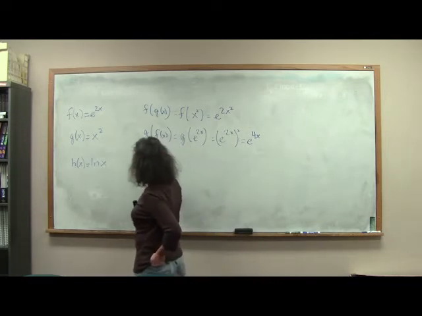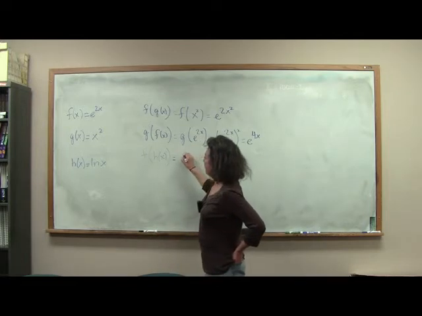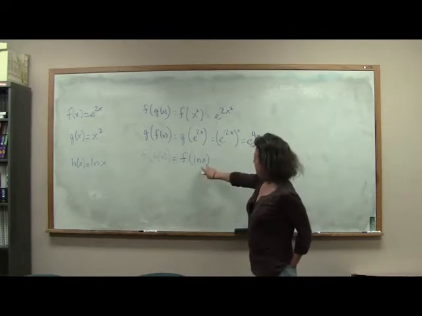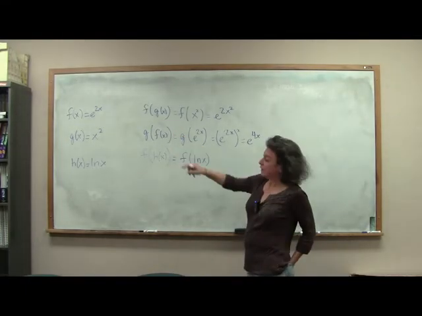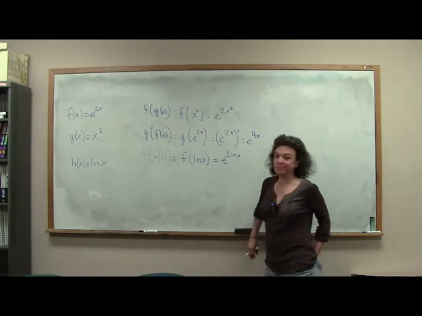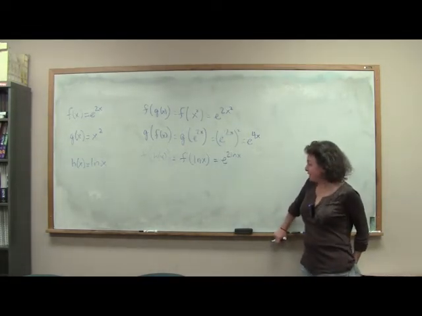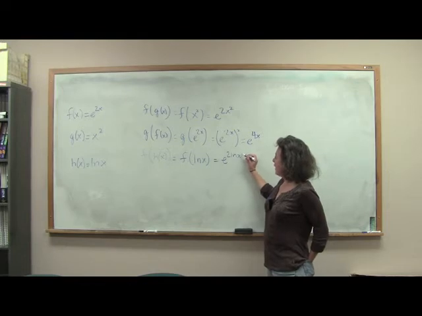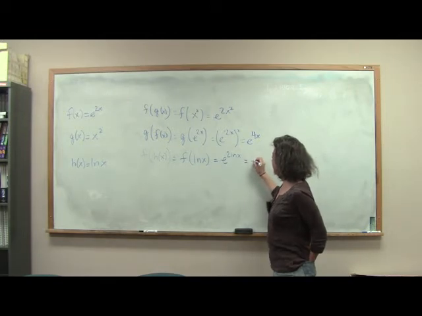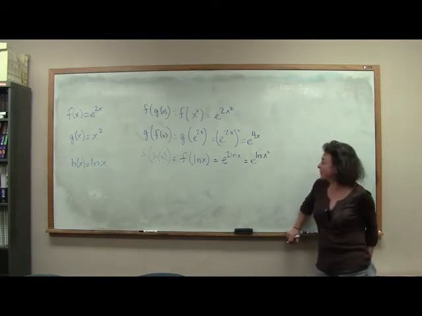Okay, now let's do, how about f of h of x? So now we're going to look at f of the natural log of x. So we'll plug in the natural log of x in our function f. So that's e to the 2 log x. All right, now this is really cute, okay? We can simplify this. Remember how when you have an exponent, you can bring it down in front? Well, of course, you can do the reverse. So I can rewrite this as e to the natural log of x squared.